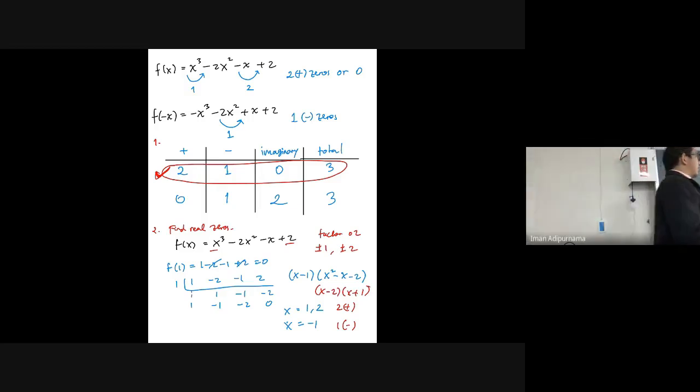So it depends on how the problem is asking. If the problem asks you to list all the possible roots for the zeros, you need to find all these roots, and then check which root is correct. And then you need to find the real zeros, and you get the 2 positive and 1 negative. So this is your root.